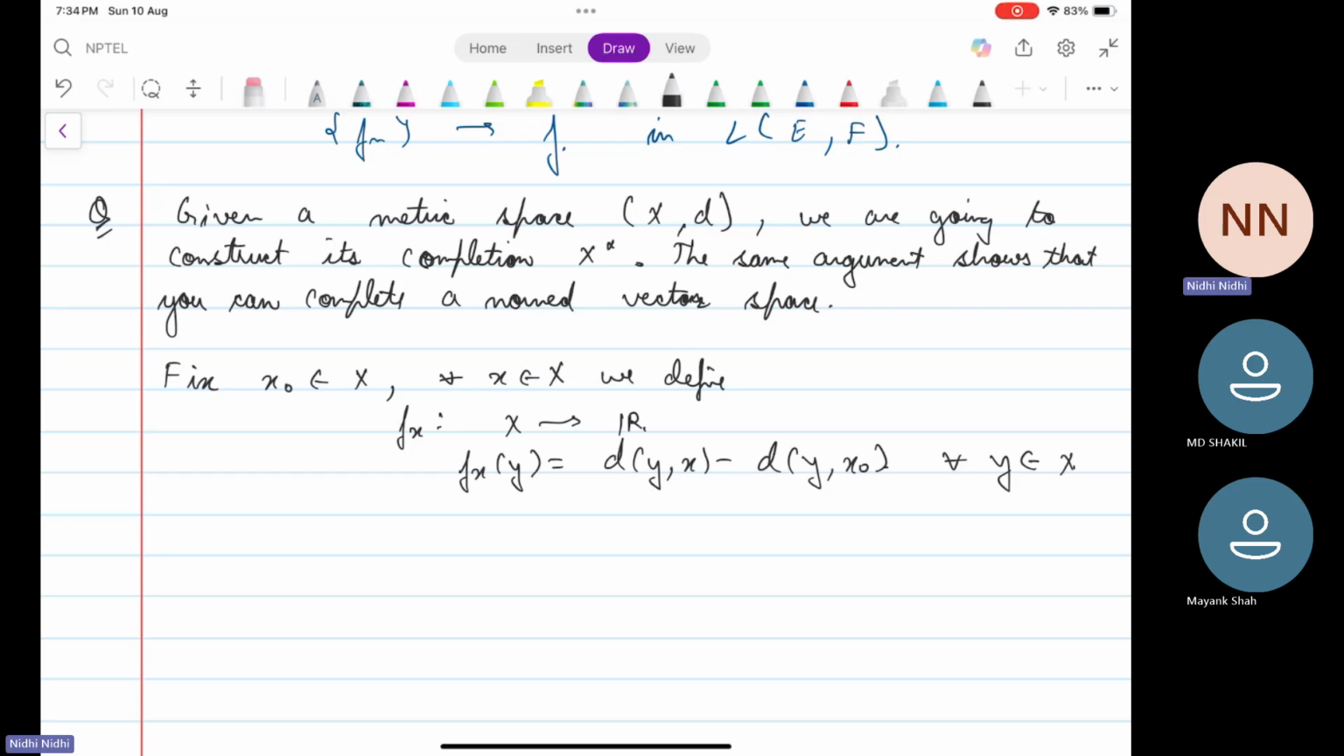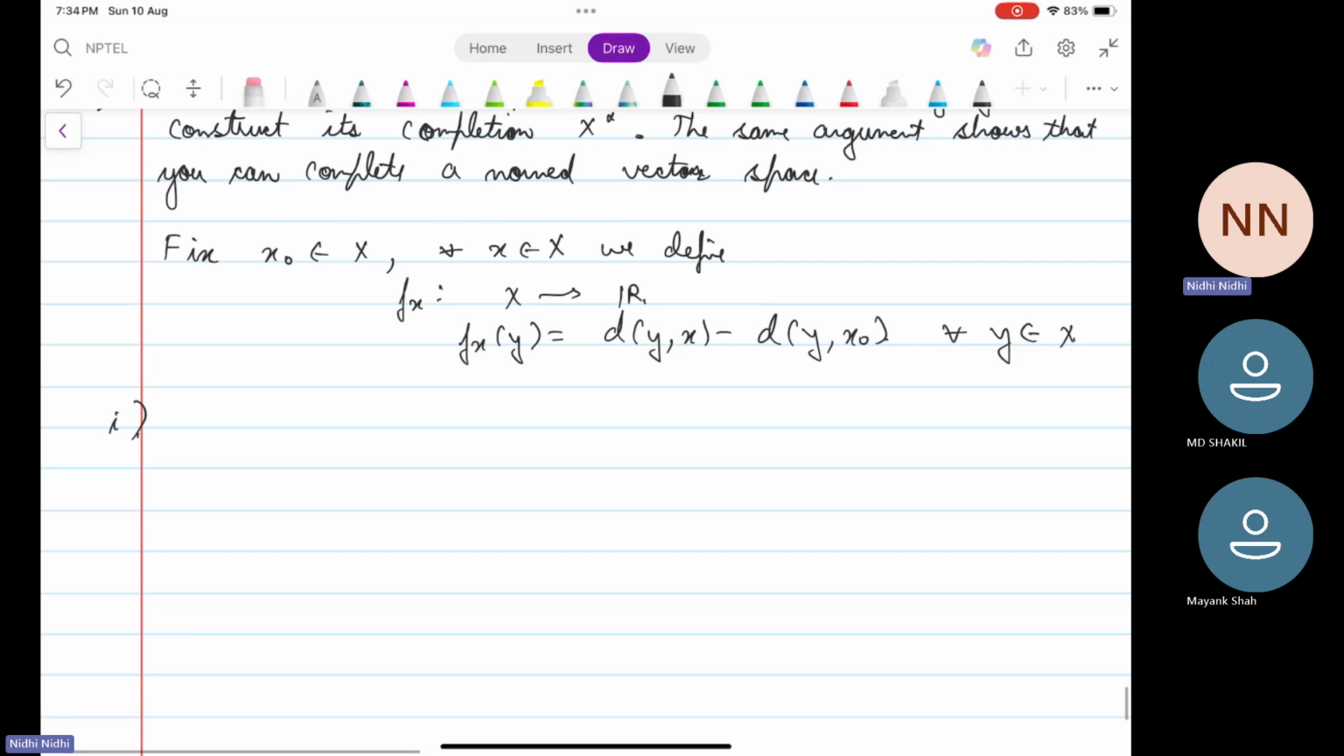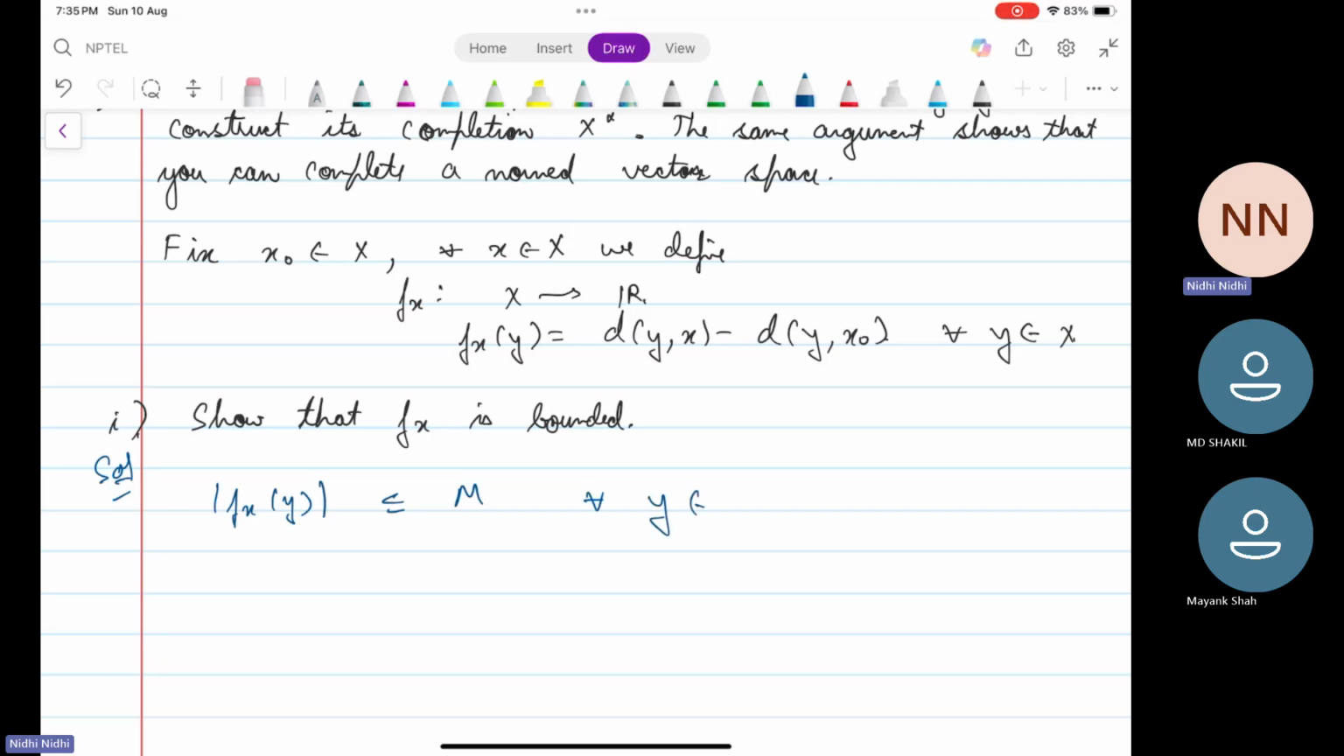So the first part says: show that f_x is bounded. By a bounded function, we mean the range is bounded. That means we need to show that the absolute value of f_x(y) is less than or equal to some constant for every y in X.